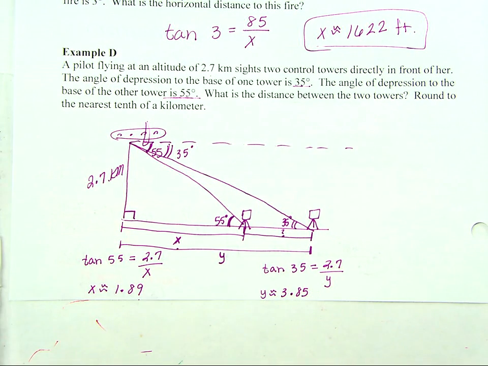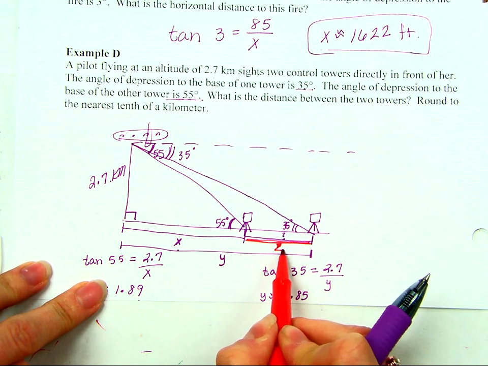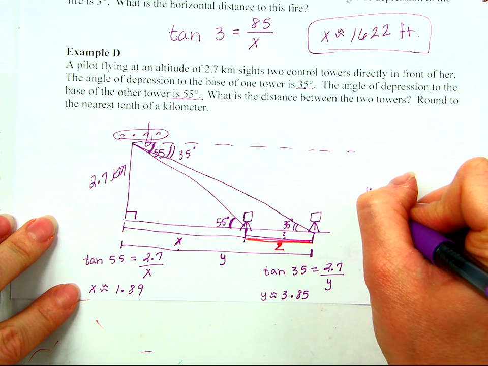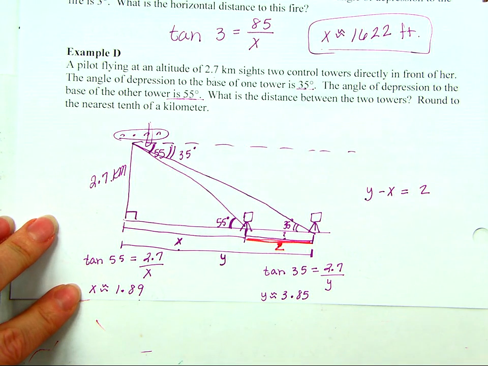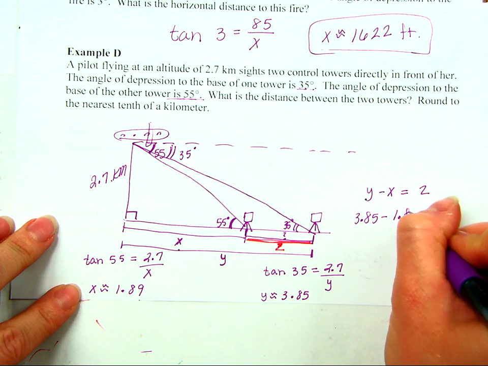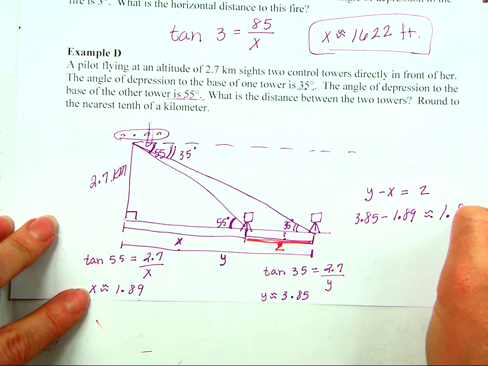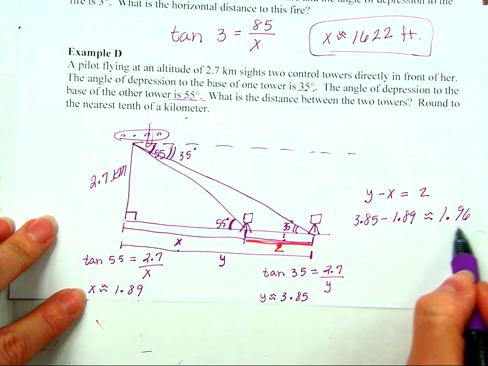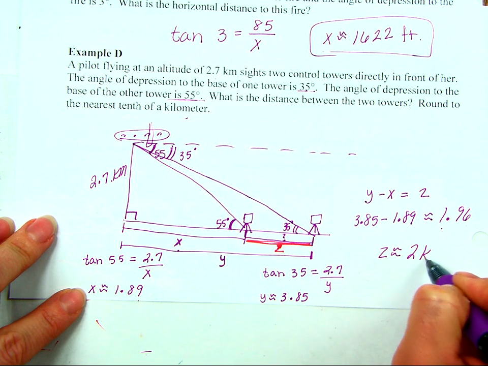Well, how am I going to figure out this distance here, what I'm going to call z? Would you agree that to find z, I can take y minus x to equal z? In other words, I can take my 3.85 minus my x value, and we're going to find, as we approximate, that we get about 1.96. Well, to the nearest tenth of a kilometer, this would bump up to say that z is about 2 kilometers.